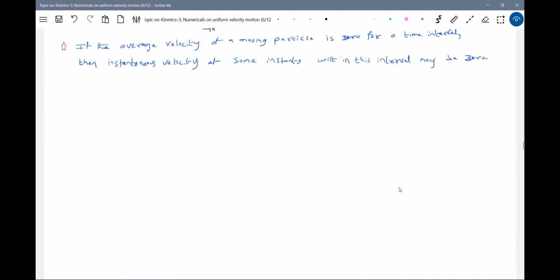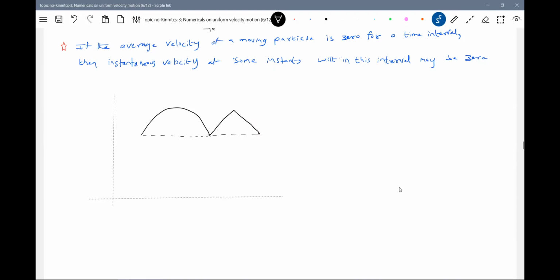Last one. If the average velocity of a moving particle is 0 for a time interval, then the instantaneous velocity at some instant within this interval may be 0. I think we have just now discussed everything. It has come in the form of a sentence. Let me extend the graph. This can happen. It can be like this.